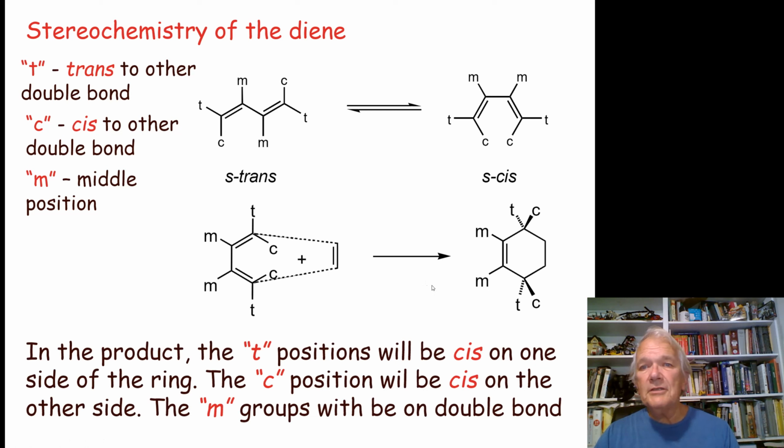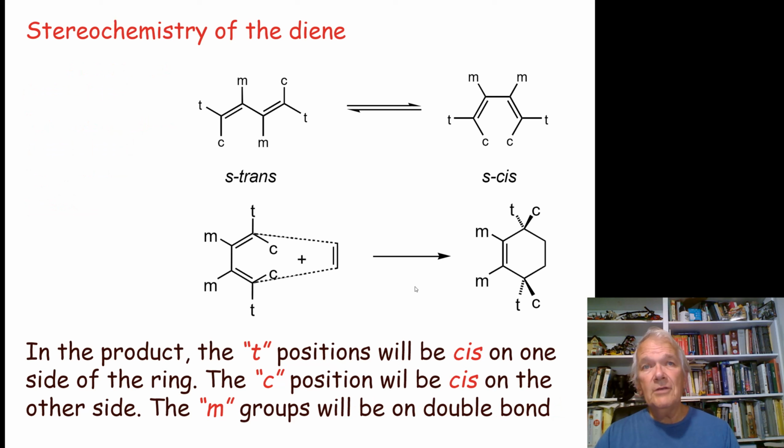In the product, the T positions will be cis on one side of the ring, the C positions will be cis on the other side. The M groups will be on the double bond. So this is the pattern, and it sounds complex, but when you actually start doing it, it's not bad. So let's see if we can actually do it.